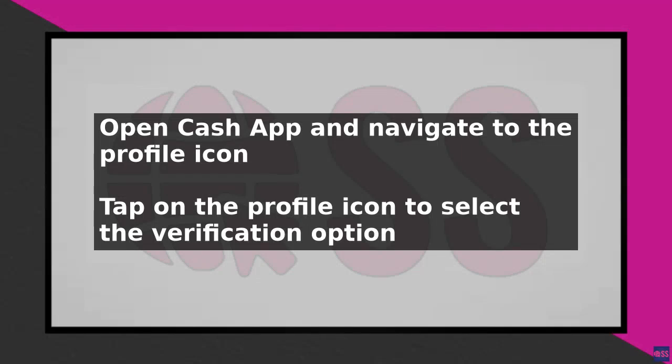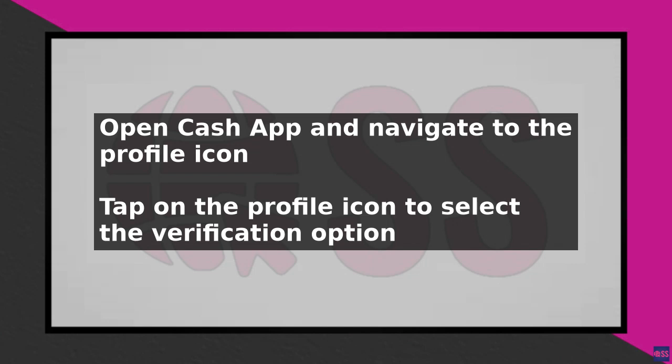Verifying your Cash App account without an ID is a straightforward process that can be completed in a few steps. To begin, open the Cash App on your mobile device and navigate to the profile icon, which is typically located in the top right corner of the screen. Tap on the profile icon and select the option to verify your account.